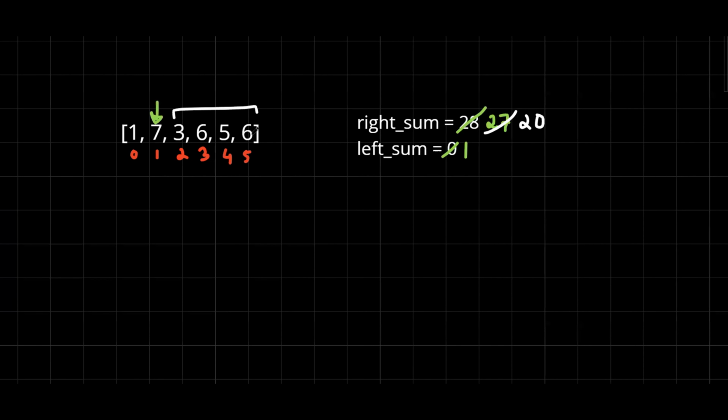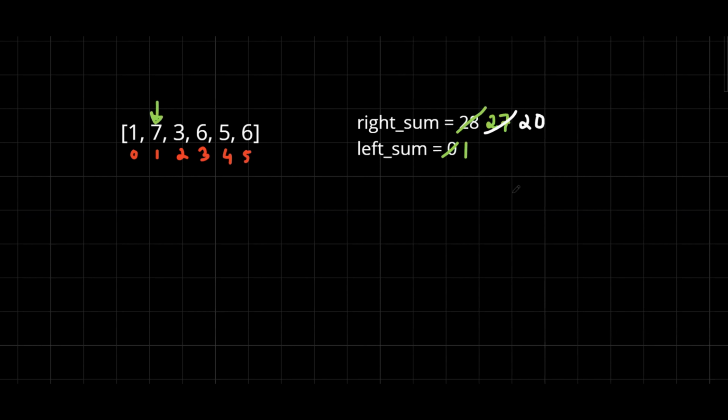Here, 6 plus 6 is 12, plus 5 is 17, plus 3 is 20. So for this element 7, the right sum value is 20. And we have to check whether the left sum and the right sum are equal or not. Here, the left sum is 1 and the right sum is 20. Both of them are not equal, so we don't have to do anything.